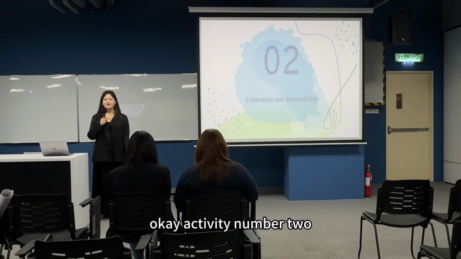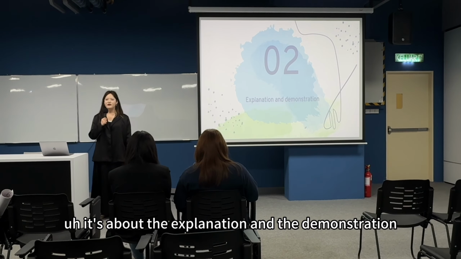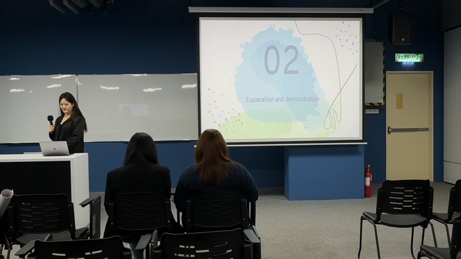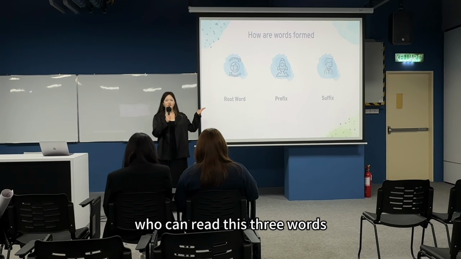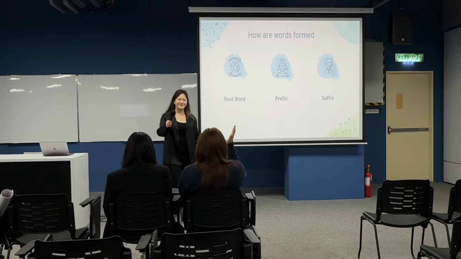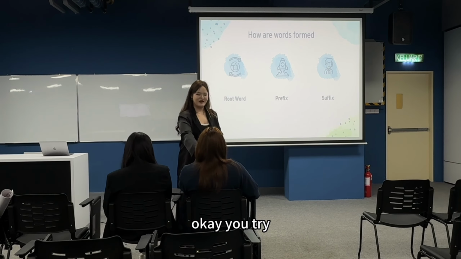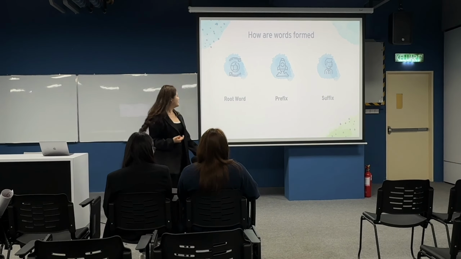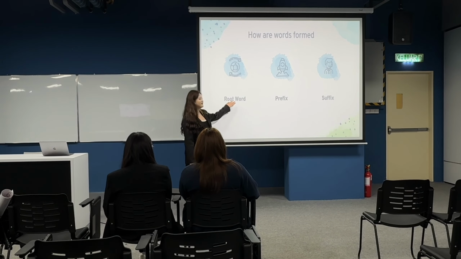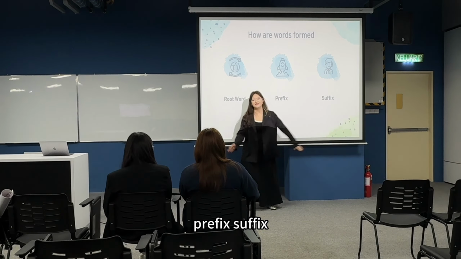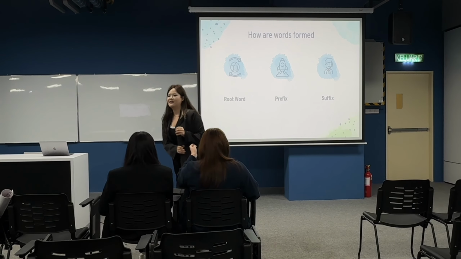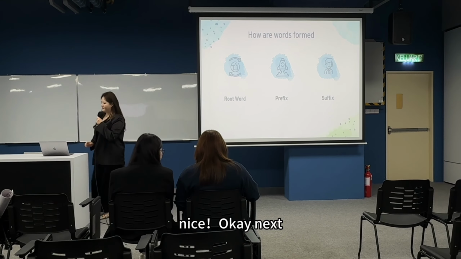Okay, activity number 2 is about the explanation and the demonstration. Who can read these 3 words? Okay, you try. Root word, prefix, suffix. Nicely. Okay, next.